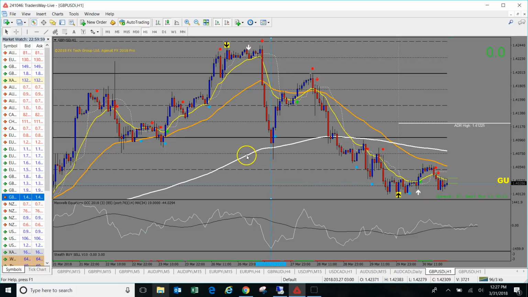Now, back to my little moving average right here. Even if I didn't have the Maxwell equation, I would know to exit this, because look at that pin to this MA. If you're in a sale, you don't want to still be in this trade when you get this candle right here. So that's a clue to exit.